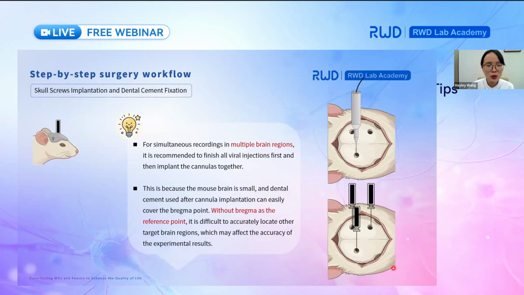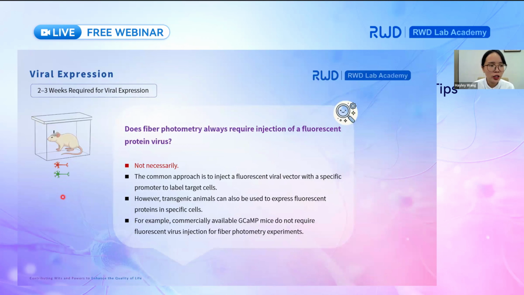So now up to this point, the surgical procedure is complete. After surgery, we return the mouse to its home cage and allow the virus to express for about 2 to 3 weeks before starting the fiber photometry experiment. During this period, the animal's condition should be monitored continuously.